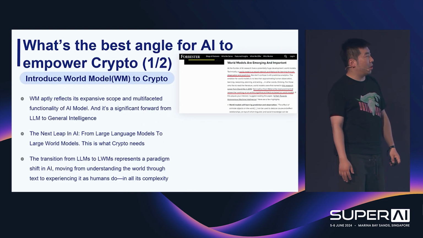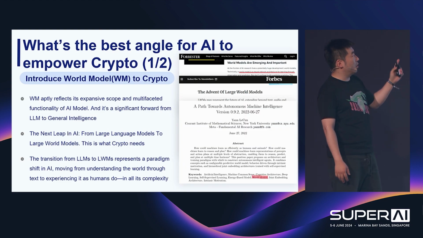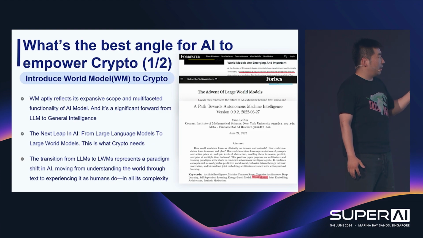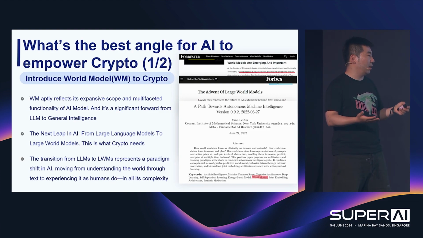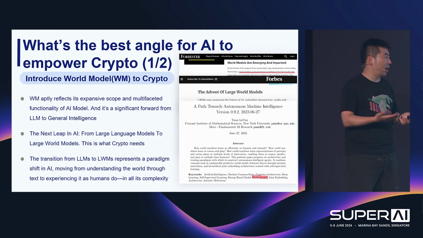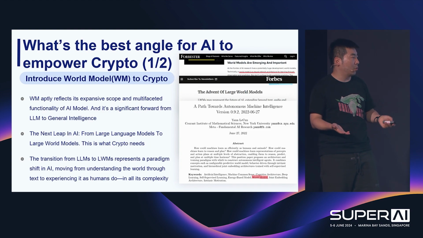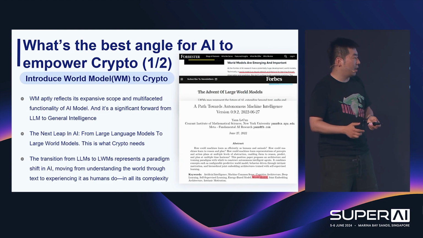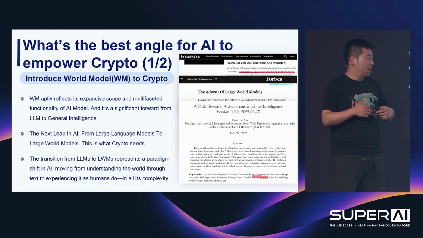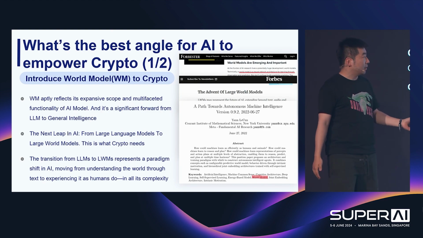So what is our approach? In short, we will introduce an idea called the world model. There are some papers and reports talking about what a world model is, but in short, the translation from LLM to a large world model represents a paradigm shift in AI, moving from understanding the world through text to more realized human doing.